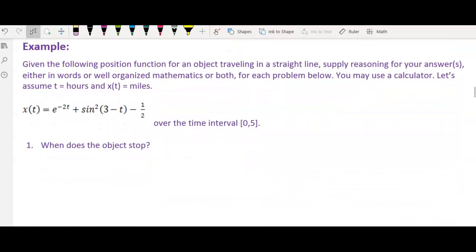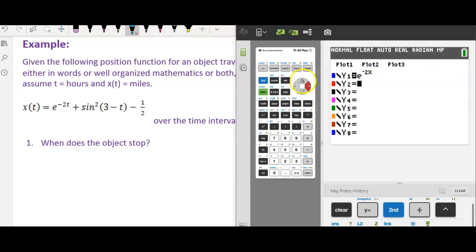So for example, given the following position function for an object traveling in a straight line, supply reasoning for your answers, either in words or well-organized mathematics, or both, for each problem below. You may use a calculator. Let's assume t equals hours and x of t equals miles. So we're given x of t over the time interval 0 to 5.